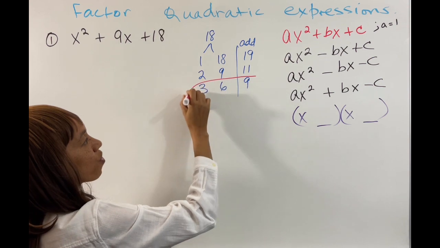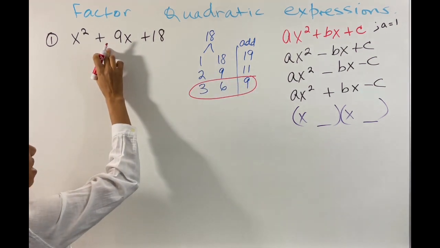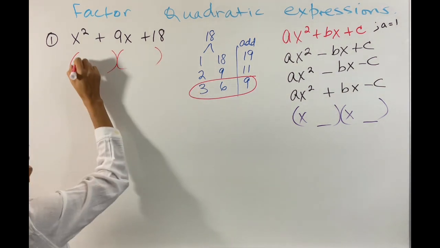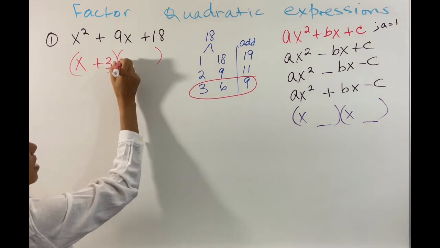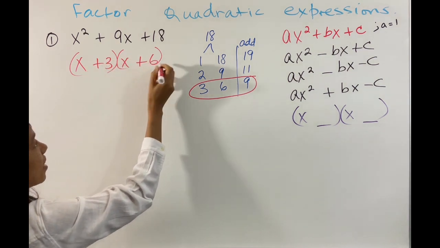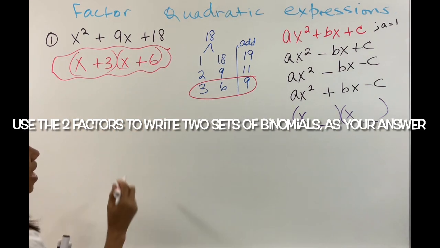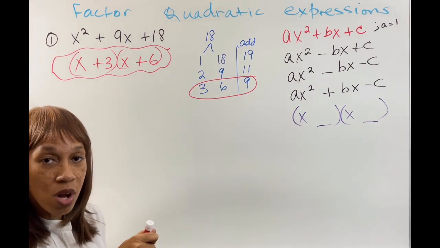Since we have 3 and 6 here, and my middle term is 9 here, I'm going to use those 2 factors and write them as 2 sets of binomials. And one is going to be positive, the other one is also going to be positive, and this is going to be your answer. All right, and I always tell my students to box their answer or draw a cloud around their answer.